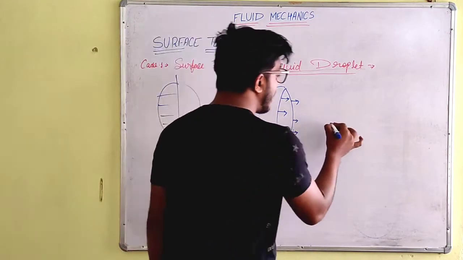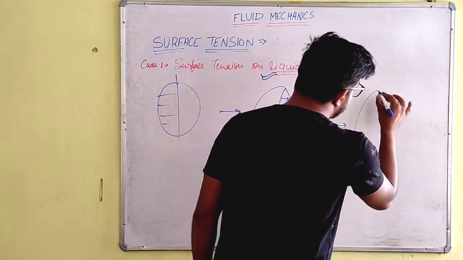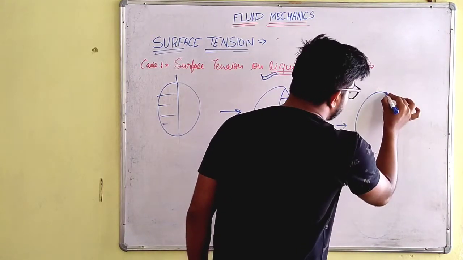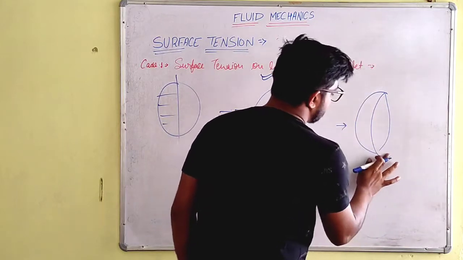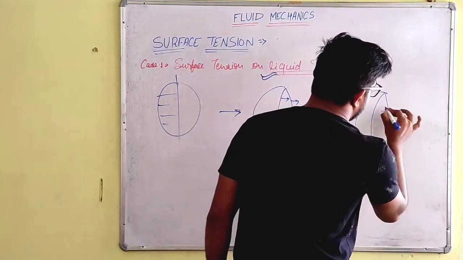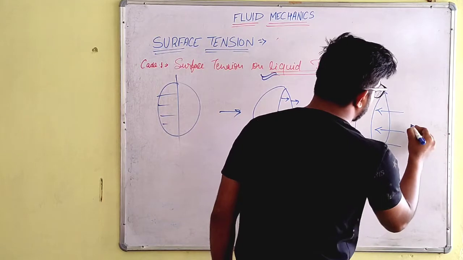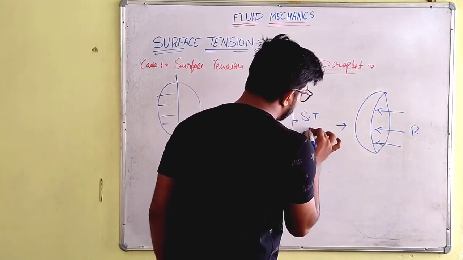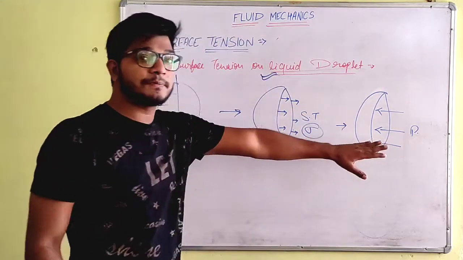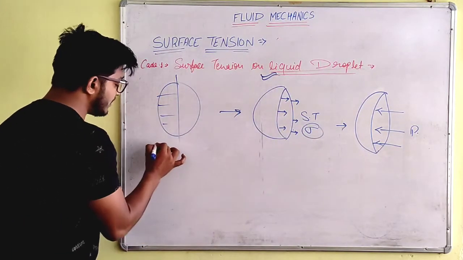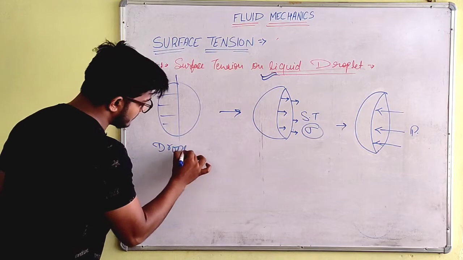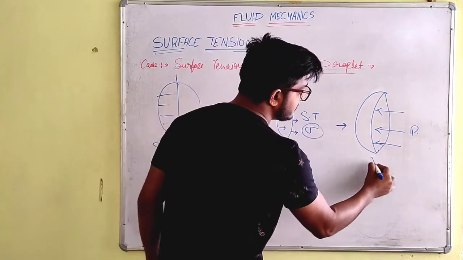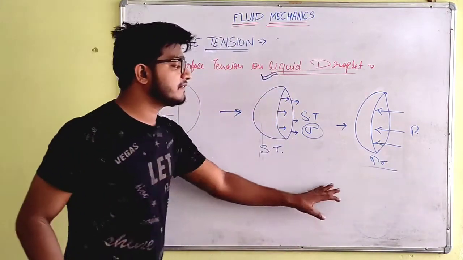Now if we talk about the pressure, how will the pressure act on this because of the surface tension? It will act like this, like in the droplet. This is the pressure force and this is the surface tension, which is sigma. So that is pressure and this is sigma. Here we have the droplet, this is the surface tension and this is the pressure condition.